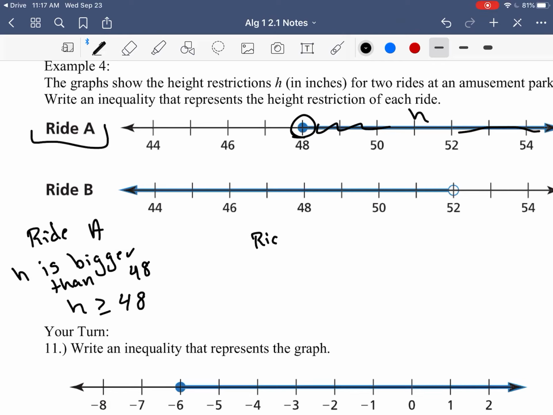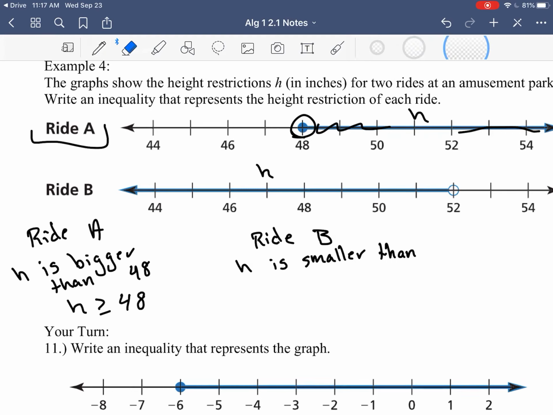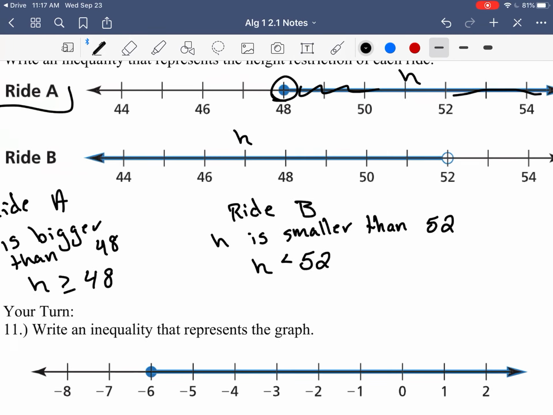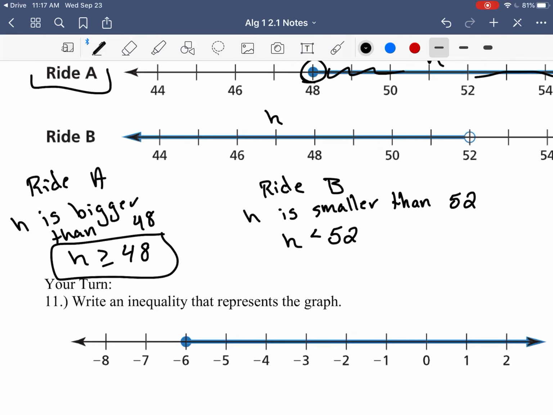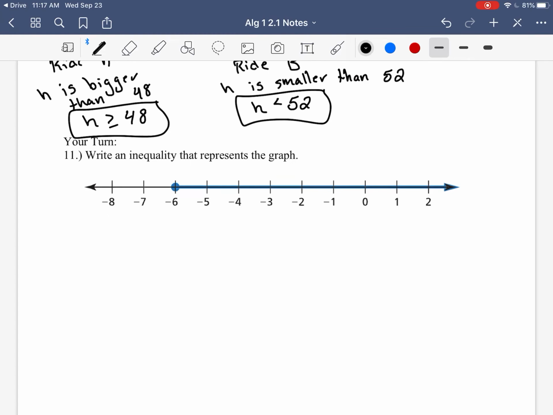Okay, and now for ride B, H would be down here shaded. So H is smaller than 52. So I want all H's that are less than 52. But look, that one's got an open dot. So we leave it just strictly less than. So here, H is greater than or equal to 48 for ride A, and H has to be less than 52 for ride B. Okay, so I want you to go ahead and do this your turn problem.